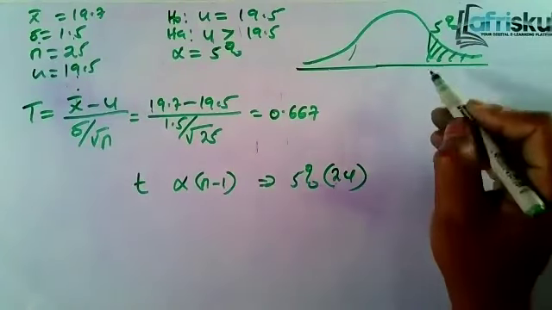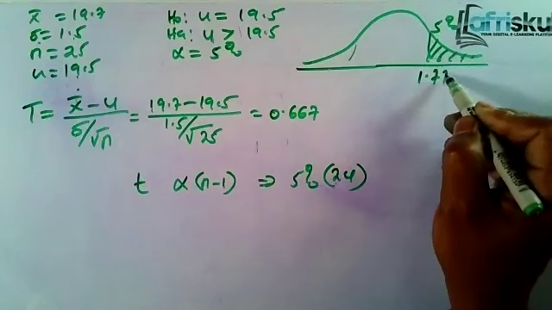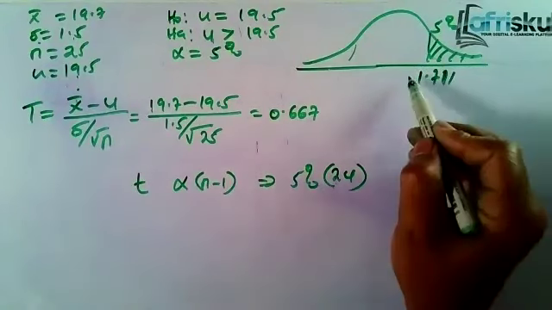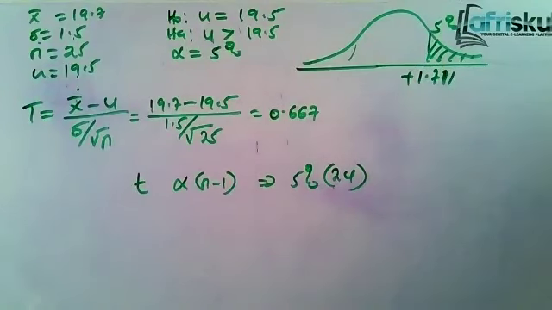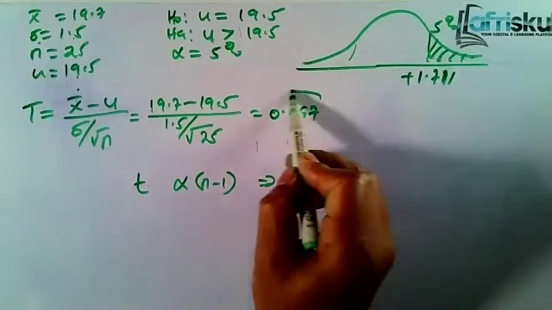So this is 1.7. Is it 711? Like that. Na itakuwa positive. So should we accept? Should we reject? So that's the question. So in this case, we just compare this.